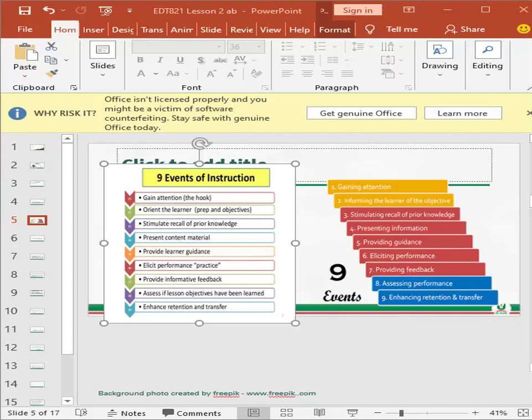So the last one is the next event of instruction: enhance retention and transfer. The teacher provides varied practice to generalize the capability by informing the learner about similar problem situations, to provide additional practice and put the learner in a transfer situation, and review the lesson.